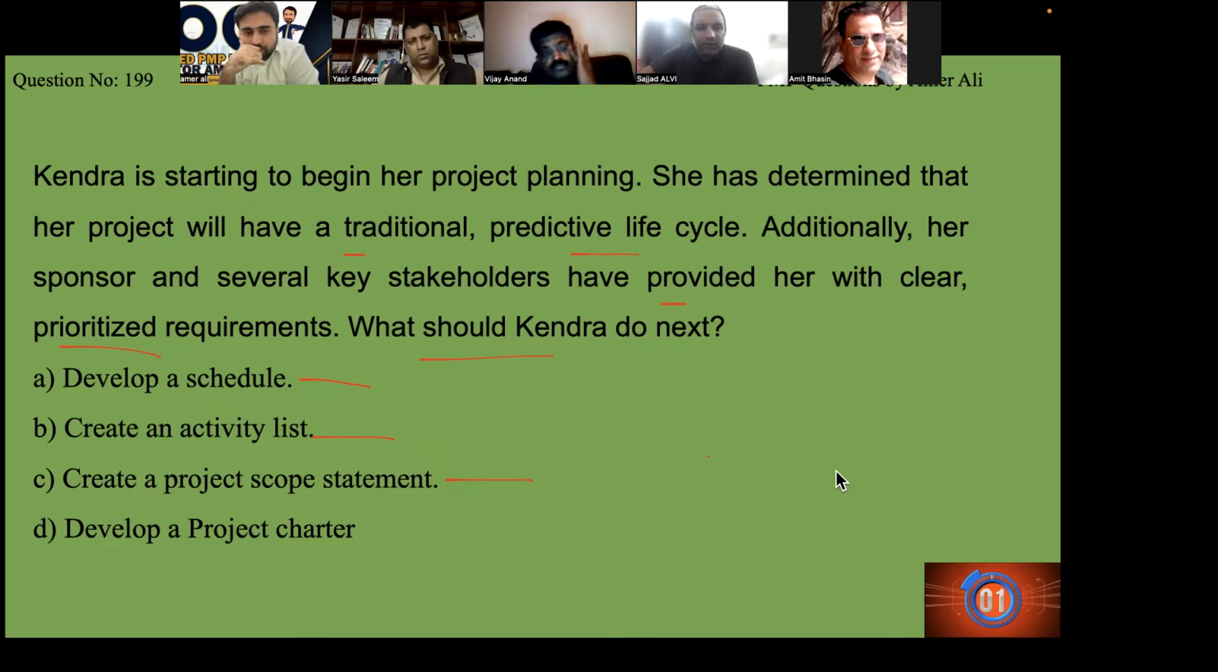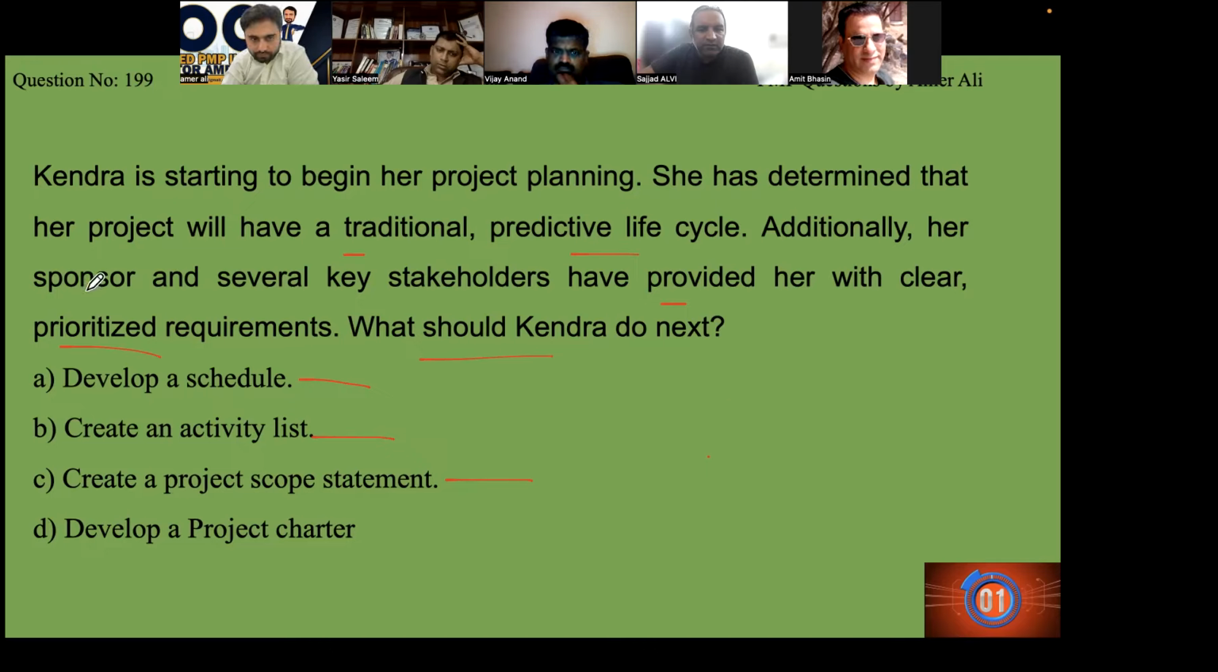Several stakeholders have provided her with the clear prioritized requirement, because the stakeholders already have provided the scope and whatever the clear activities you have to perform. So do we have a scope baseline here? When does the schedule get developed? When the activities have been listed out and the scope has been clear, the schedule gets developed when the scope baseline is there. Then we move towards that.